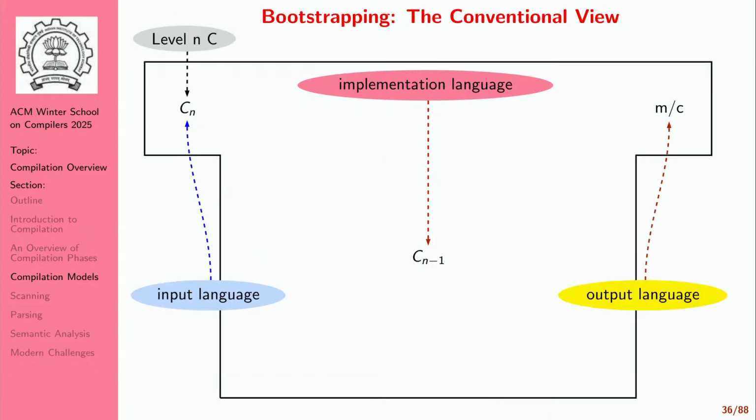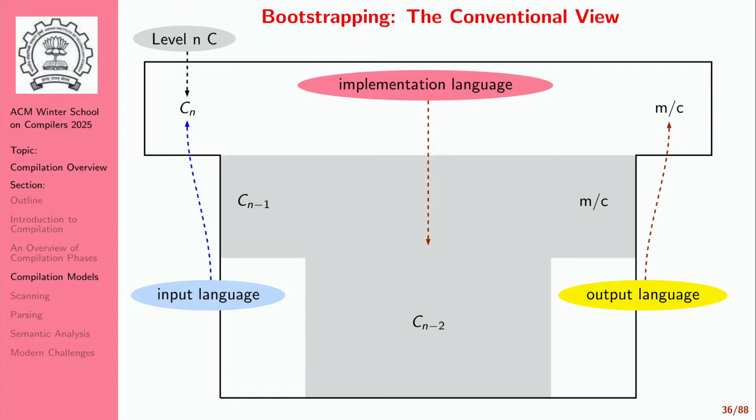Going like this, we have level Cn and we have the Cn minus 1 compiler. That gives us a compiler for language Cn level into machine code. And now I can write the Cn compiler in the Cn language and generate machine code. This is what is called bootstrapping a compiler.